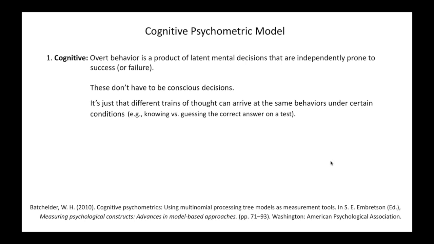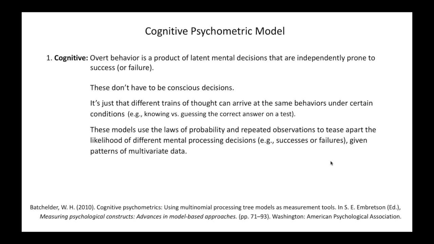For example, knowing versus guessing the correct answer on a test, right? It's the same observation, same measurement, very different mental processes that happened. Okay, so like I mentioned, the models use the laws of probability and repeated observations to tease apart the likelihood of different mental processing decisions, successes or failures, given patterns of multivariate data.